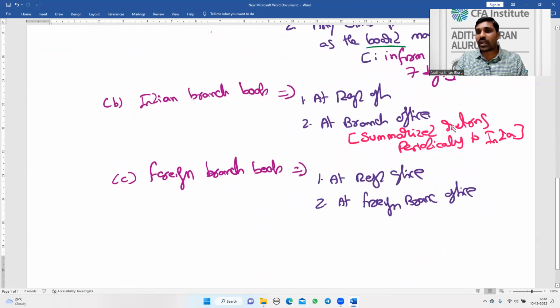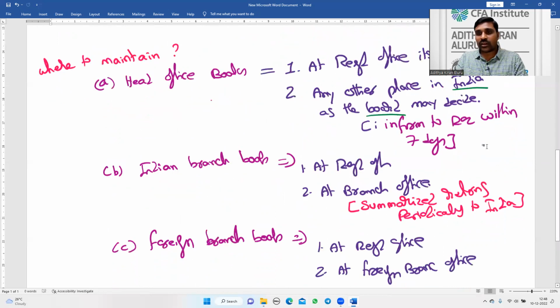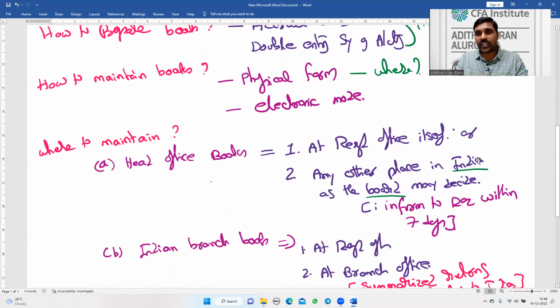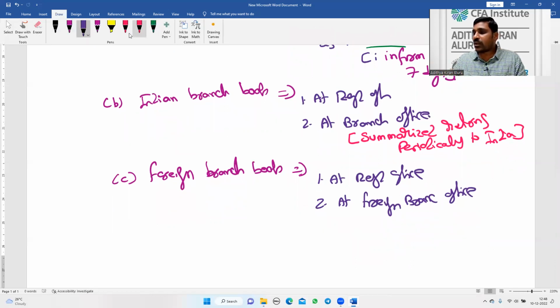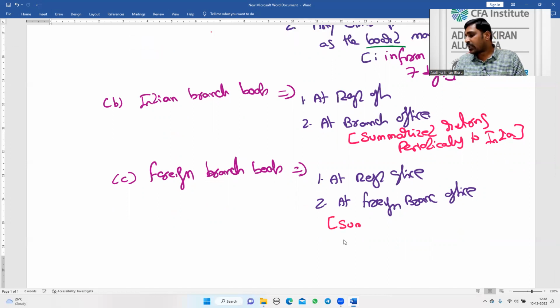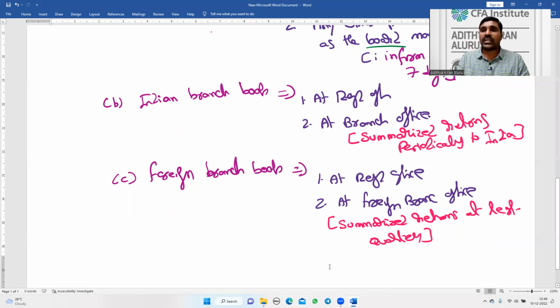If the branch is in a foreign country, you can maintain the books in the foreign country also, no problem. To the general rule of any place in India, the foreign branch is an exception. But the point is periodical summarized returns: at least quarterly. So there is a restriction that at least every quarter we have to send the summarized returns.